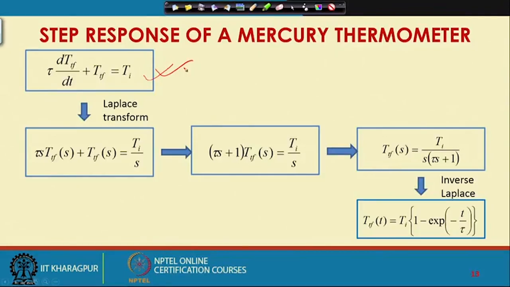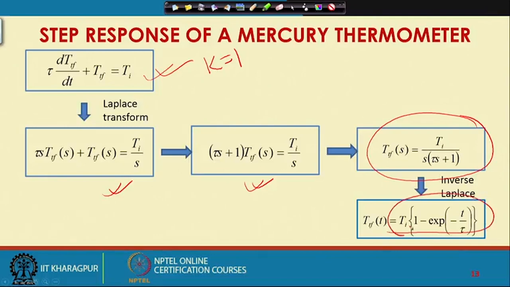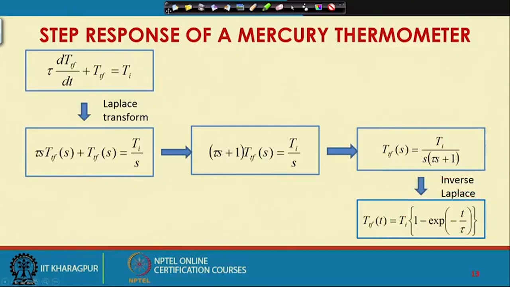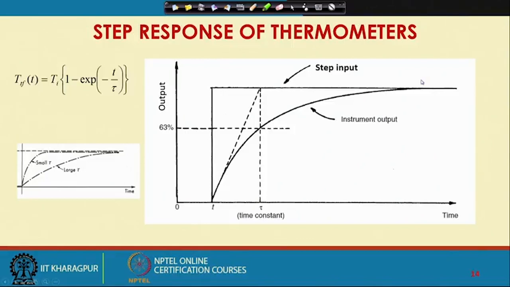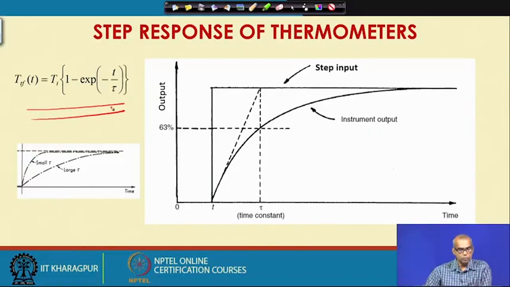Consider this equation for the thermometer. We have taken the sensitivity k equal to 1 here. Take the Laplace transformation, rearrange this. You will get the Laplace transform output versus input relationship. If you take inverse, you will get this as output in time domain. Note that the form of the equation that you have got, this equation you got previously as well. So, this is the equation for thermometer response.